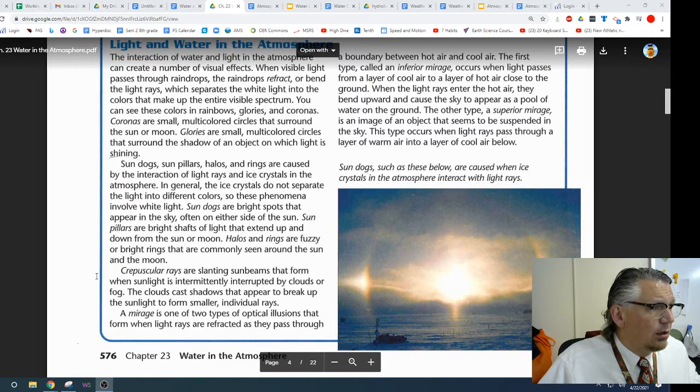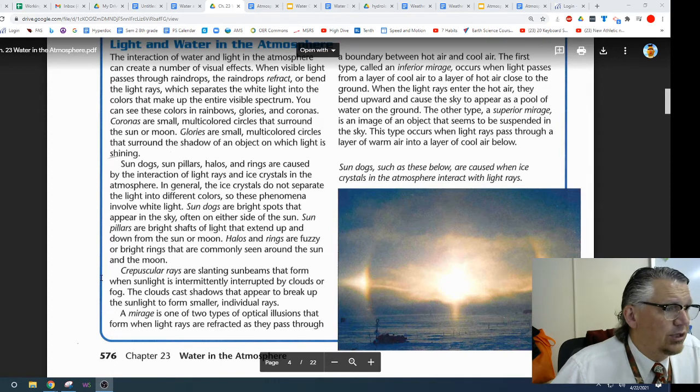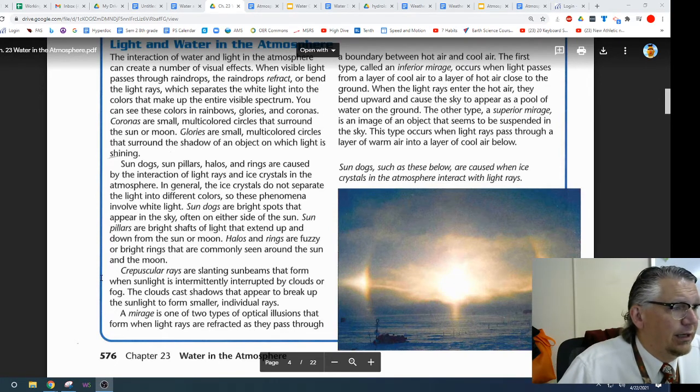Crepuscular rays are slanting sunbeams that form when sunlight is intermittently interrupted by clouds or fog. Clouds cast shadows that appear to break up the sunlight and to form smaller invisible rays.